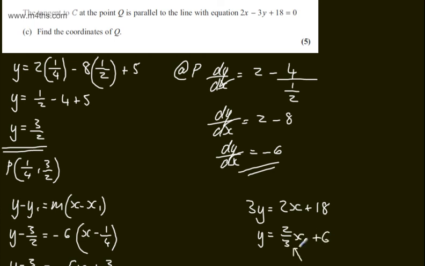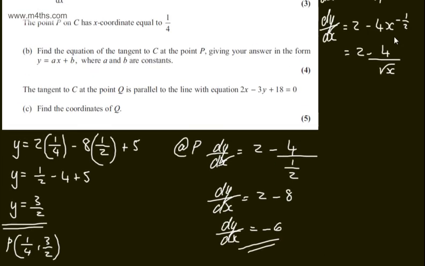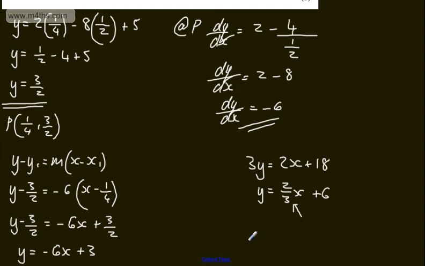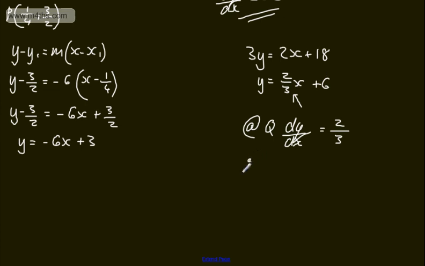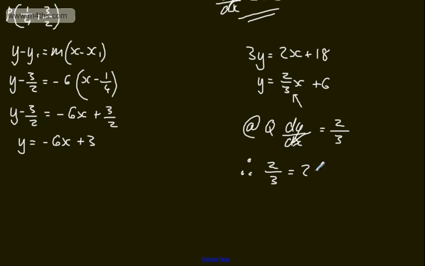We're only interested now in the 2/3, because if the tangent is parallel to this line, the gradient of the tangent to C at Q will be equal to 2/3. What I'm going to do at this stage is simply set dy by dx equal to 2/3. So at the point Q, dy by dx will be equal to 2/3, as that's the gradient of the tangent which is parallel to this line. Therefore we can state now that 2/3 will be equal to the gradient function. The gradient function is 2 minus 4 over root x. So 2 minus 4 over the root of x.